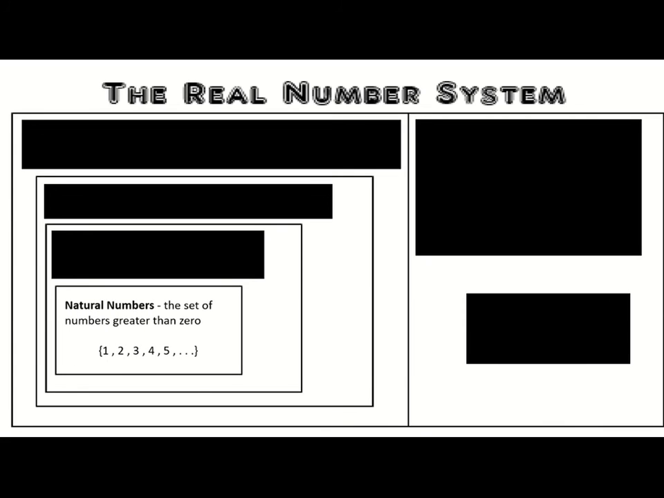The first type of real number is what we call the natural numbers. A natural number is the set of numbers greater than 0. So for example, I have created a set of natural numbers at the bottom. We have 1, 2, 3, 4, 5. And we could keep going on forever and ever. Notice, however, that I do not include any decimals or fractions.